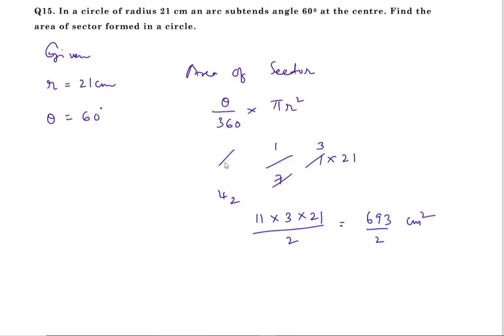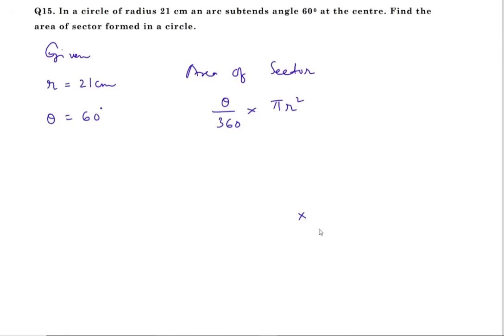Sorry students, I have made a mistake here. Let me solve this again. Since it's a live session, I have made a mistake. I'll correct it. What is theta? 60 divided by 360 into pi value is what? 22 by 7 into r is what? 21 into 21. 0 0 it cancels. 6 1 it is 6 into 6.